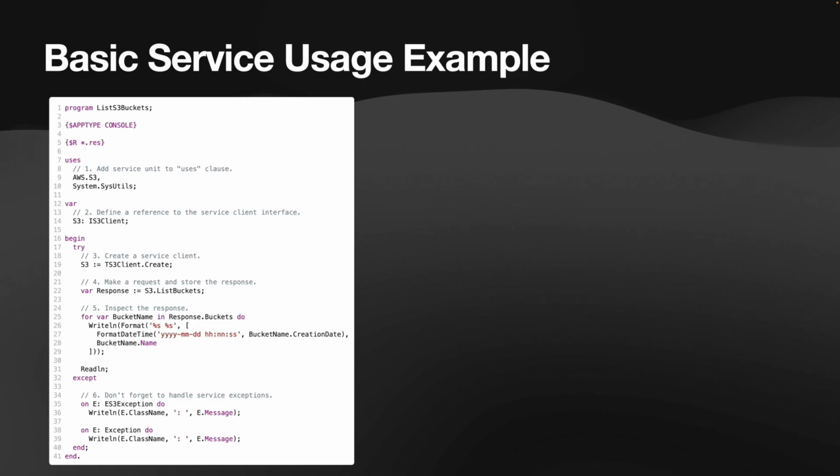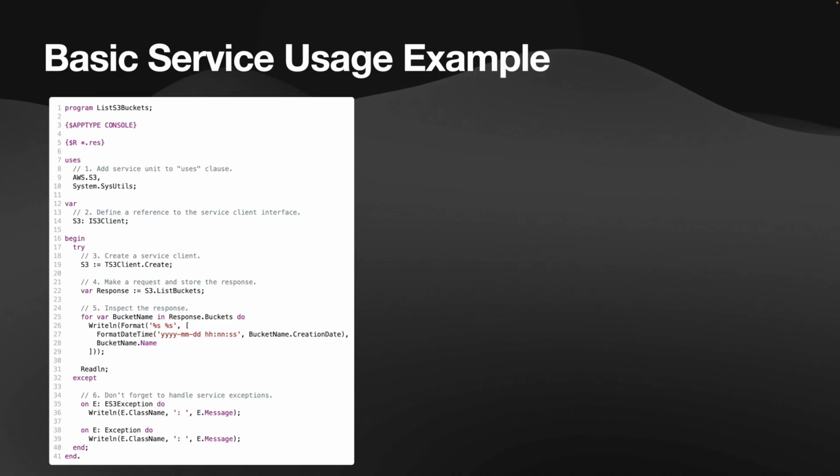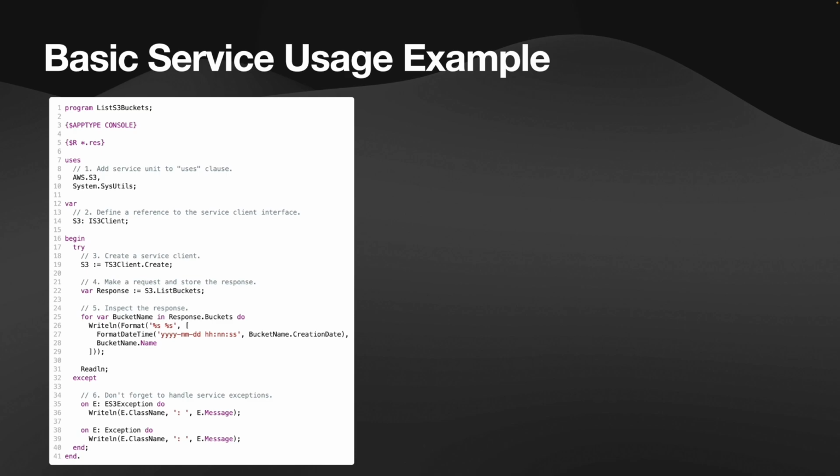And we then, on line 14, define a variable S3, which is an interface to the S3 client, IS3Client. And on line 19, we instantiate an implementation of that, the TS3Client. So each service will have an interface to it and an implementation of it.